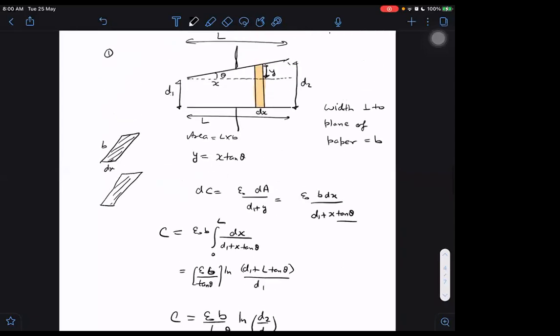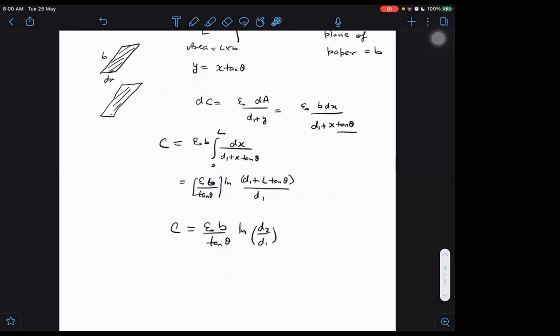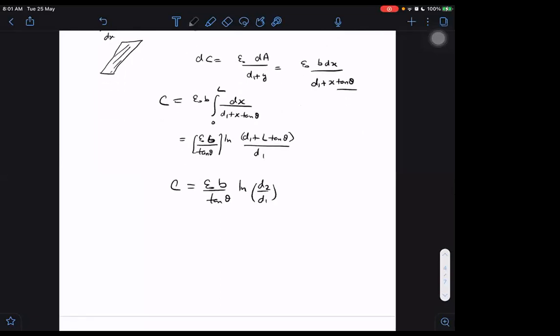Because L tan theta is also equal to, what is L tan theta? L tan theta is equal to d2 minus d1. So d1 plus L tan theta is nothing but d2 only. Okay. So this is the capacitance formula finally. And it can be written in slightly another way by putting tan theta just equal to theta because angles are small. That is the answer.